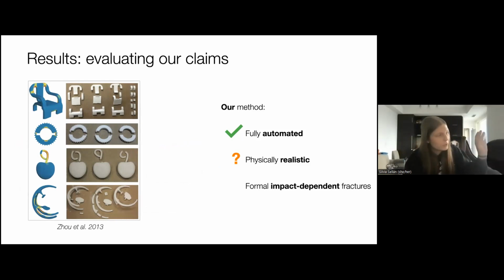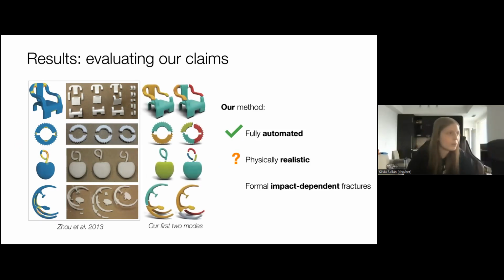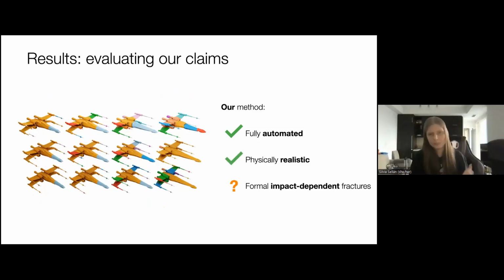So we actually reached out to the authors of this paper, and we got their exact inputs, and we ran our algorithm through those inputs, and we see that the places at which they break are very similar to the structurally weak places in their output, replicating the real world experiments. So I think, at least in computer graphics, this is enough to say that your algorithm is physically realistic.